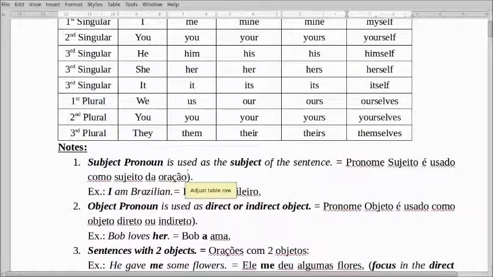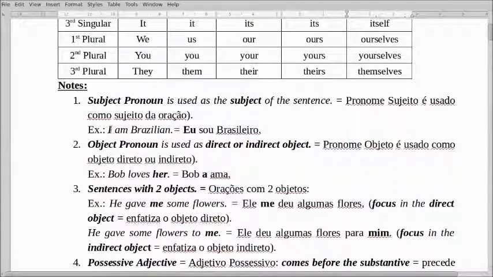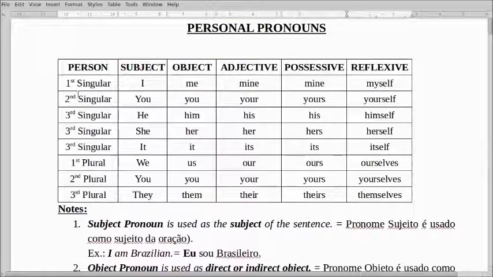Subject pronoun is used as the subject of the sentence. Então, pronome sujeito é usado quando é o sujeito da frase, o sujeito da oração. For example, I am Brazilian. Eu sou brasileiro. So, we use the first column. Nós usamos a primeira coluna aqui, subject pronouns. These ones. Subject pronouns, ok?